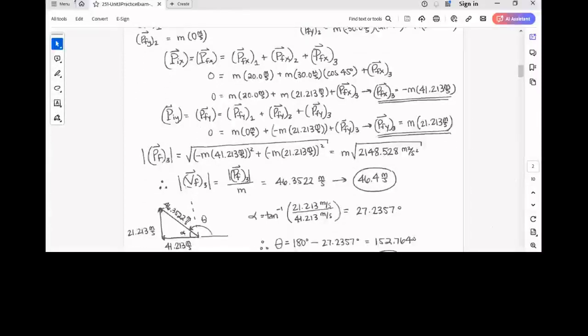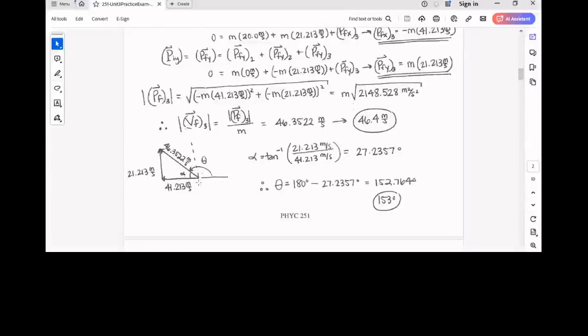I can determine what the final velocity is for piece 3 by figuring out the magnitude of the momentum vector, P final 3. So that's just the square of the horizontal component added to the square of the vertical component under a square root. And I end up with m times the square root of 2,148.528, and this is meters squared over seconds squared. That means that I can take v final 3 as just the momentum, p final 3, with the mass divided out. So all I'm doing is dividing out this m and then carrying through this square root, and I get 46.3522 meters per second. So that's 46.4 meters per second if I apply sig figs.